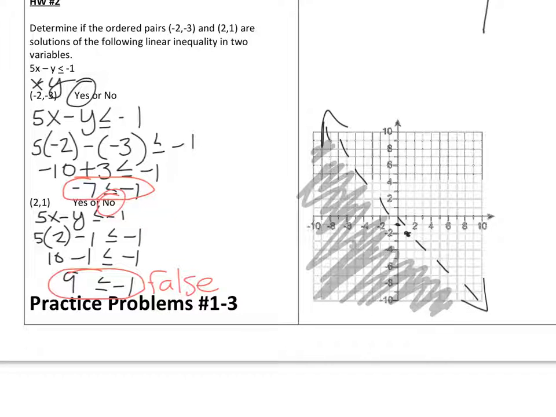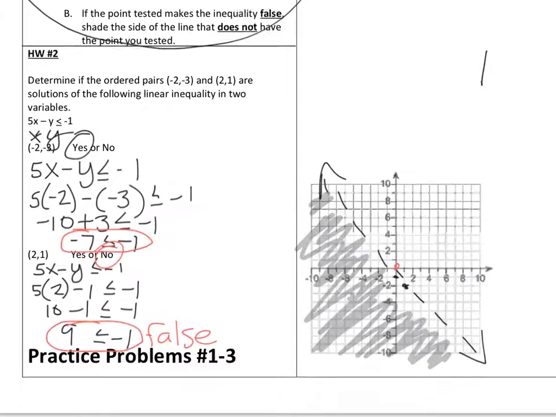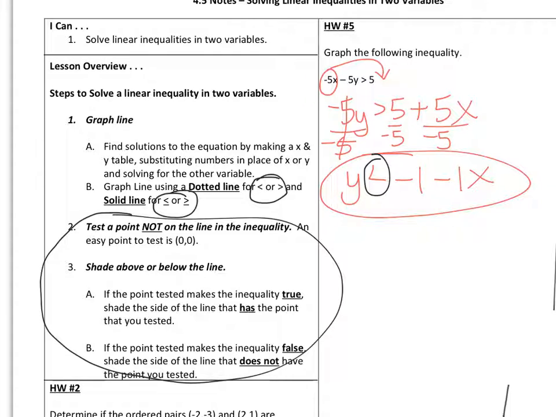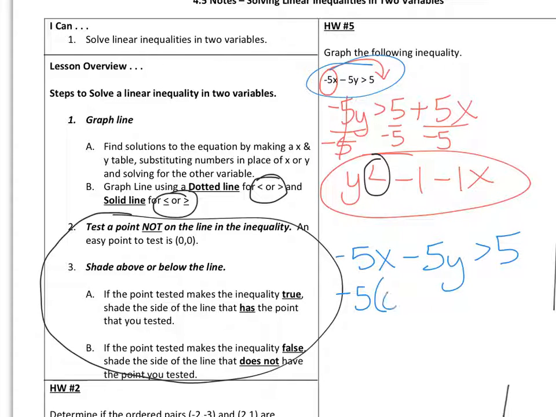Remember, I said you could test a point that's not on the line and make sure it works. Like, for instance, 0, 0 is not on the line. So if we were to substitute 0, 0 into this original inequality, it should be false since it's not shaded. So let's try that and see. And this is a good way, if you're taking a test, to test yourself and make sure. So negative 5 times 0 minus 5 times 0 greater than 5.